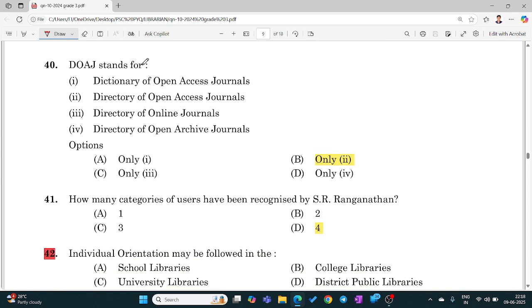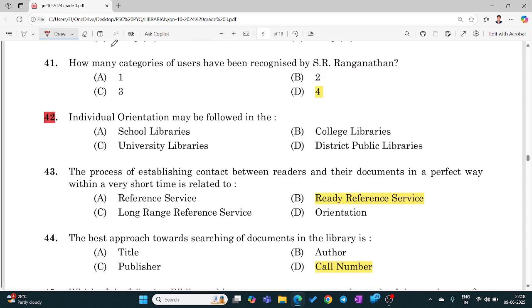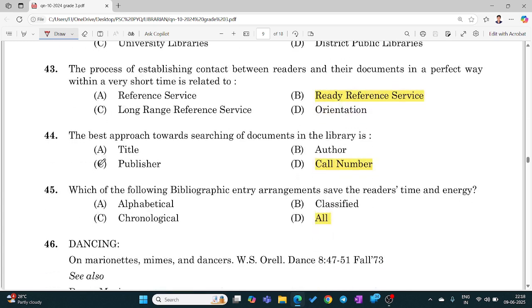DOAJ stands for Directory of Open Access Journals. How many categories of users have been recognized by S.R. Ranganathan? Four types. The 42nd question is the cancelled one.